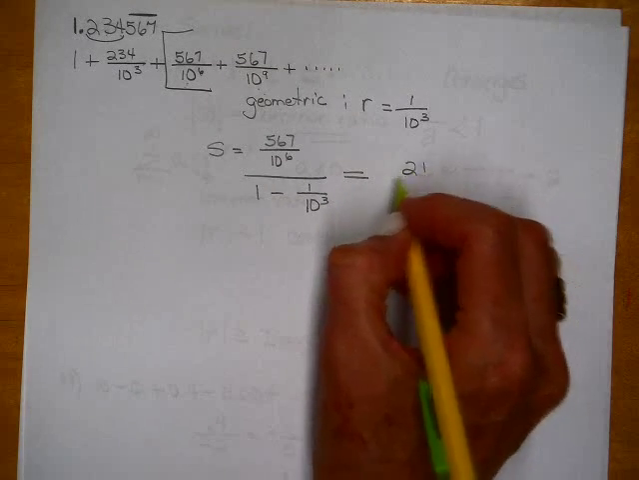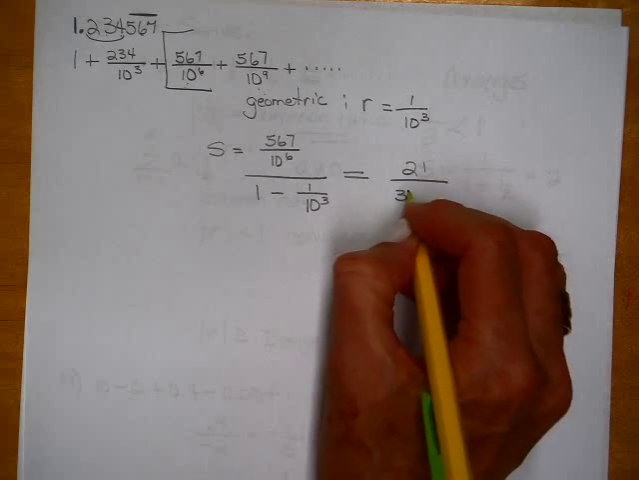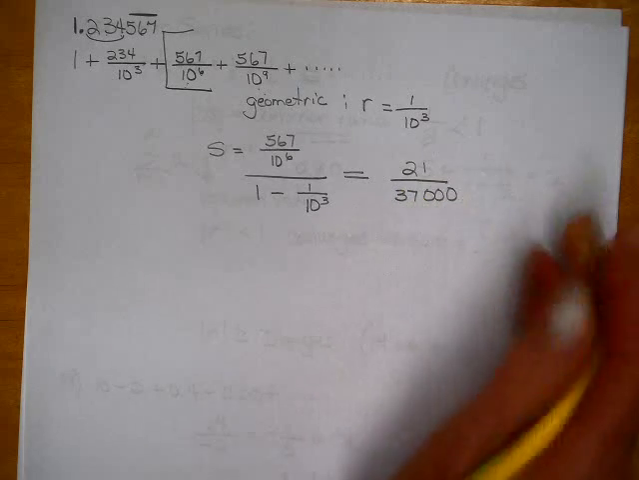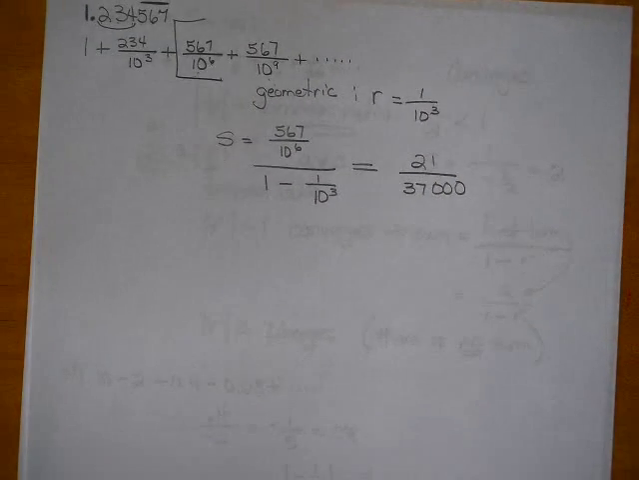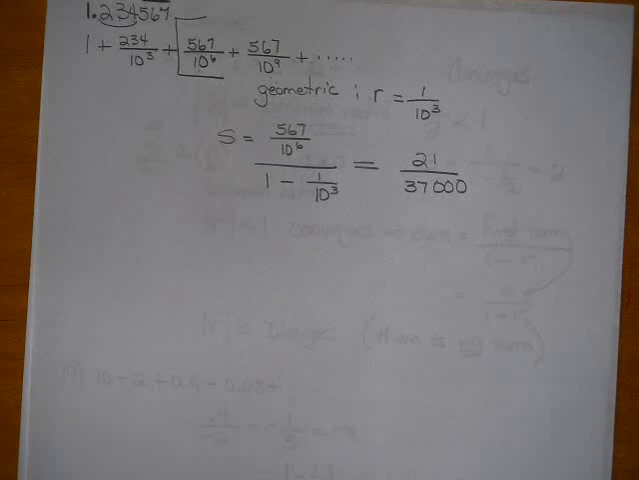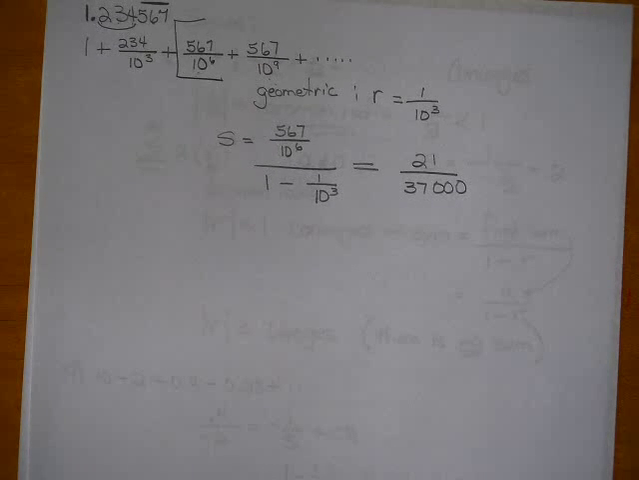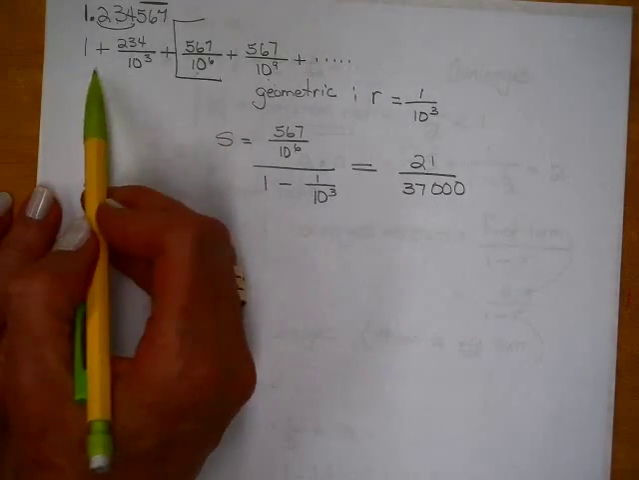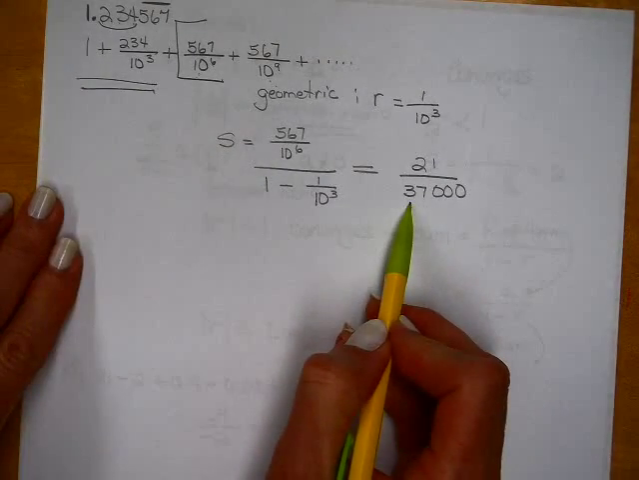If I put that in my calculator, I got 21 over 37,000. Did y'all get that? Okay. We're not finished, because we have to go back and add these two to this one.